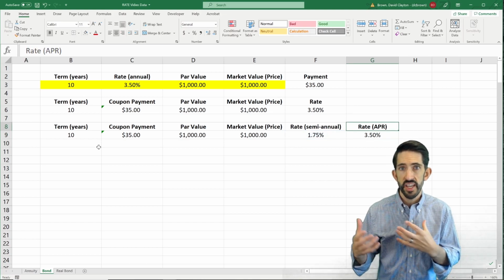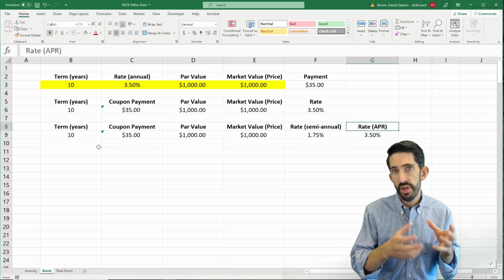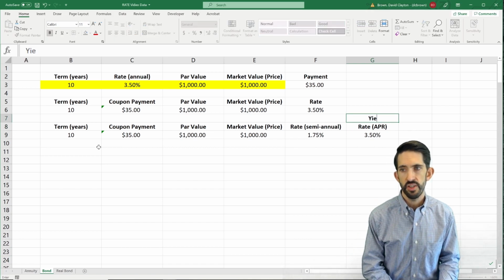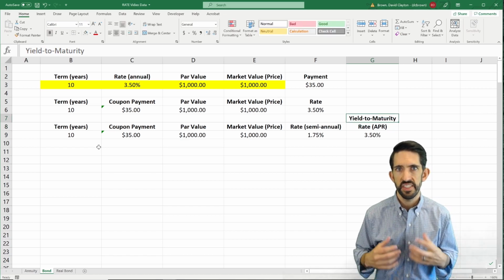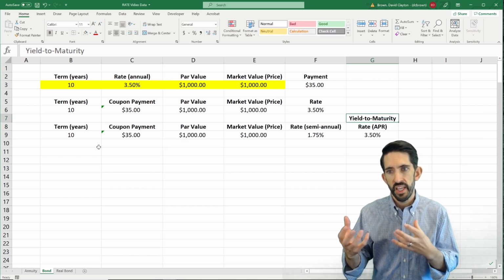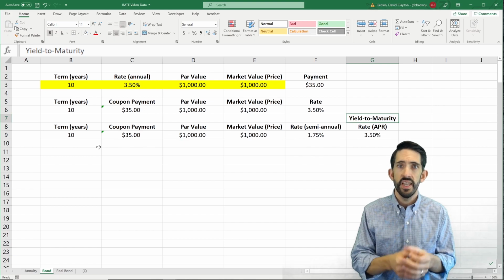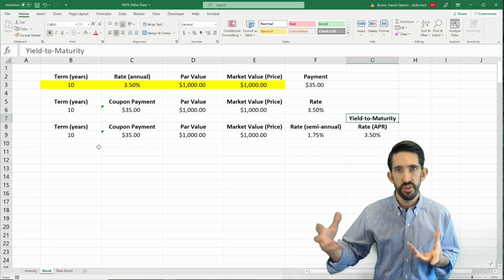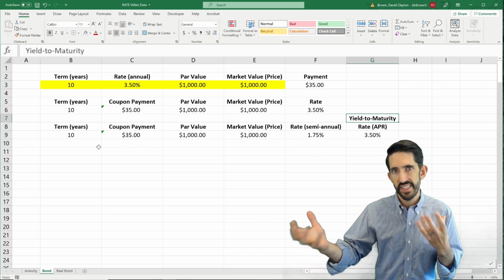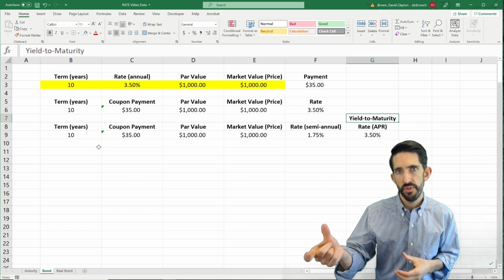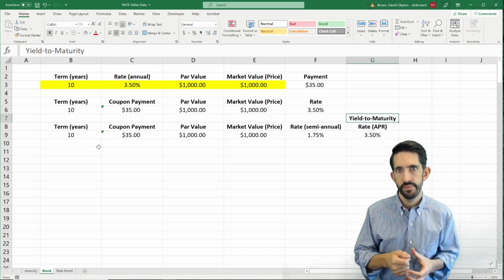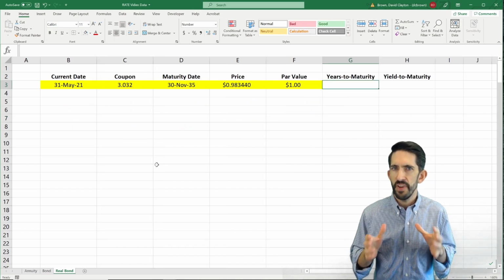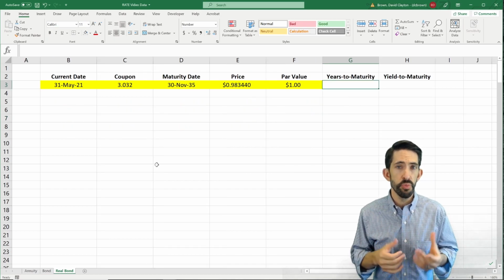And this rate, or this APR, based on our semi-annual payments, is also what we call the yield to maturity. That's the yield that you're going to earn if you bought this bond at 1,000 and you held it to maturity and received all the cash flows from it. So that is exactly what we're calculating when we use the rate function, is we're getting that yield to maturity on a bond. Now let's look at a final example where we actually use real bond data.